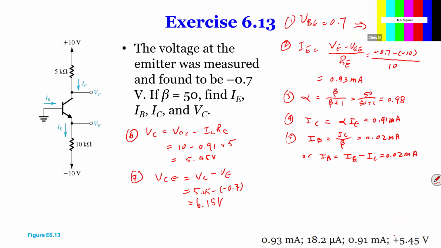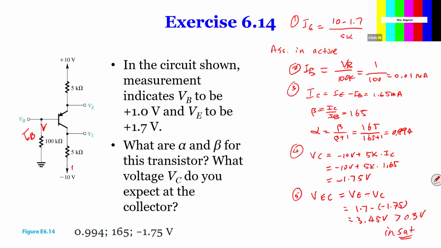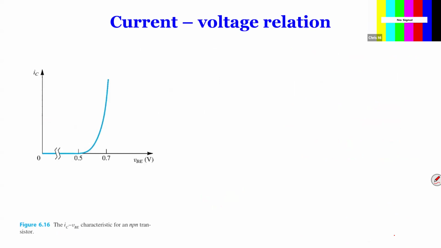Why? Because assume it's in cutoff, there'll be no current. If there's no current, it means the voltage over here is going to be minus 10, right? So now from base to emitter, you get 10 volts difference. That's impossible. So therefore, this will not be cut off. So for some circuits, right away, you can see whether it's cut off or not, but some of them may not be that straightforward.